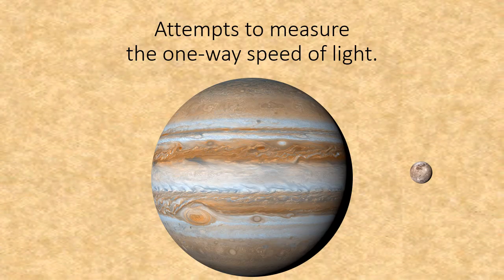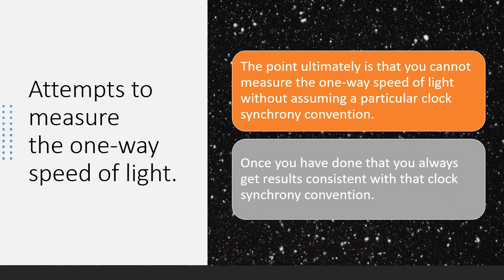Now, he succeeded in measuring the proper speed of light, because even in the anisotropic synchrony convention, the time dilation effect due to distance is related to the proper speed of light. However, it does not qualify as a measurement of the one-way speed of light in the absence of a clock synchrony convention. The point ultimately is that you cannot measure the one-way speed of light without assuming a particular clock synchrony convention.